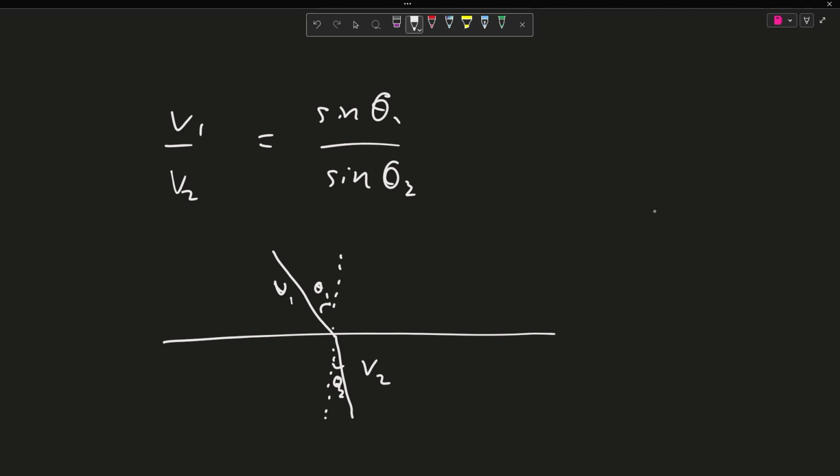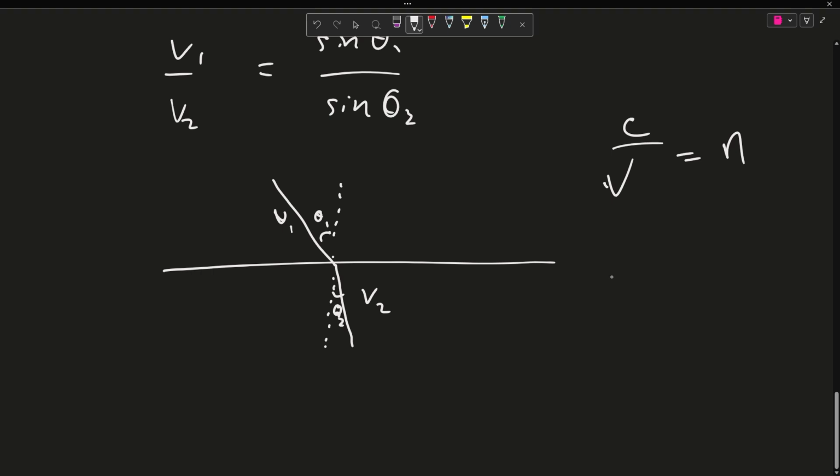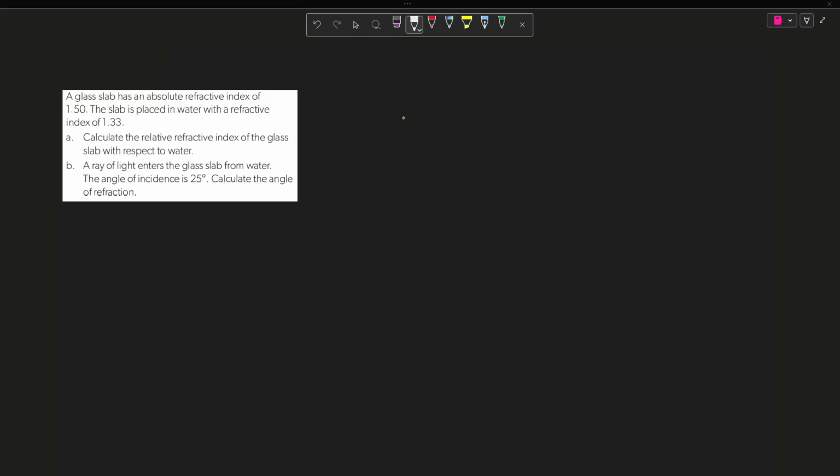The refractive index is c divided by the speed of light in the medium, and it's called n. And for air, the refractive index is pretty much 1 because v is pretty much c. So the refractive index of glass with respect to water, you can do it pretty much the same as if the water was the air.